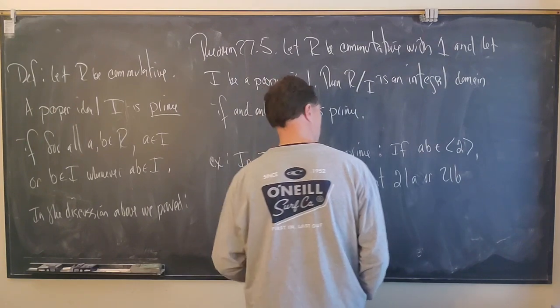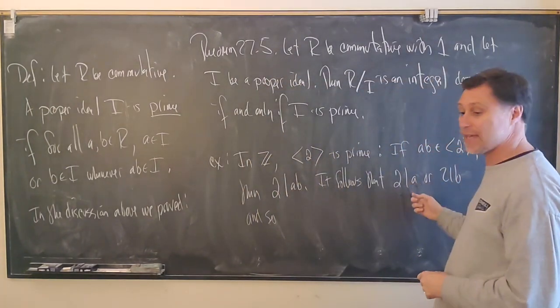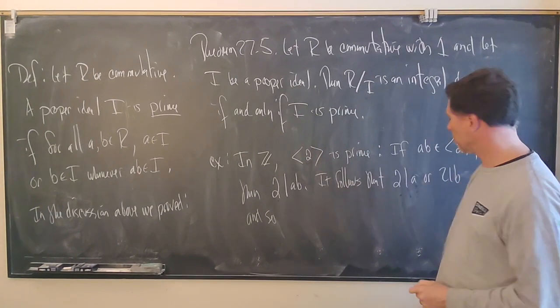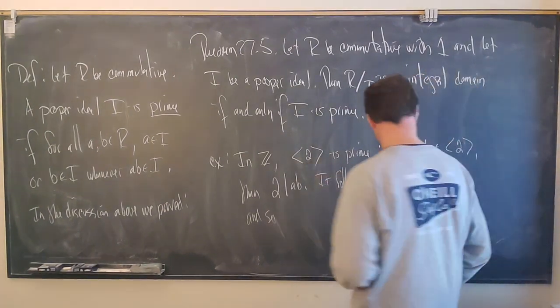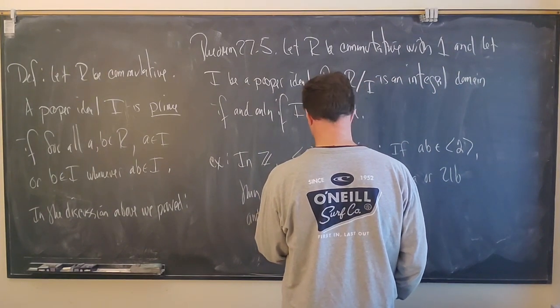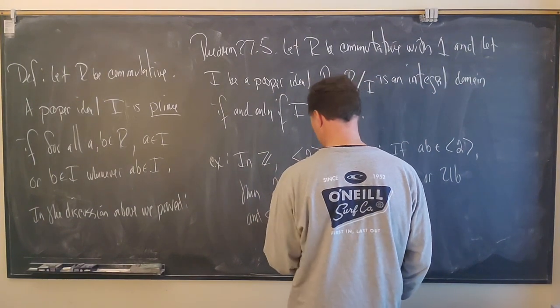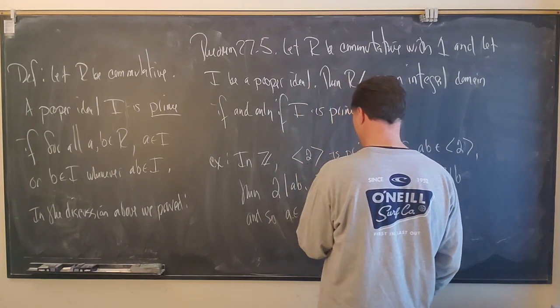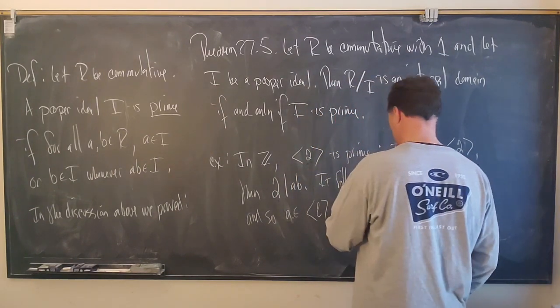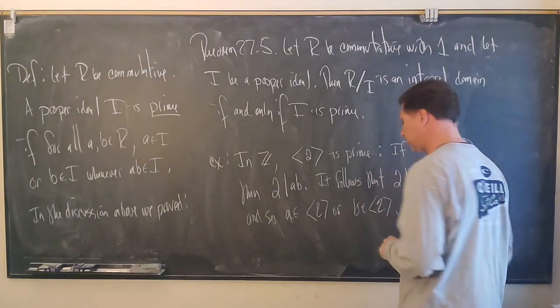And so what would that mean? Well, if 2 divides a, that means that a is a multiple of 2, which means it lives in here. If 2 divides b, then b is a multiple of 2, which lives in here. And so a is an element of the ideal generated by 2, or b is an element of the ideal generated by 2.